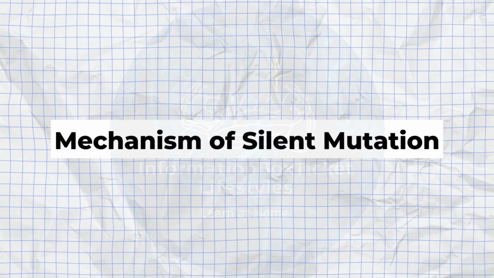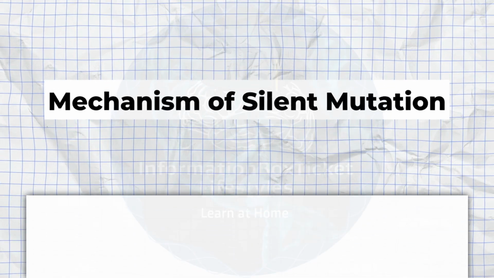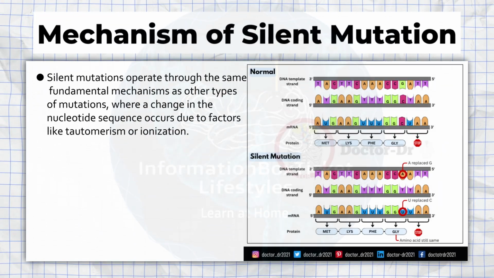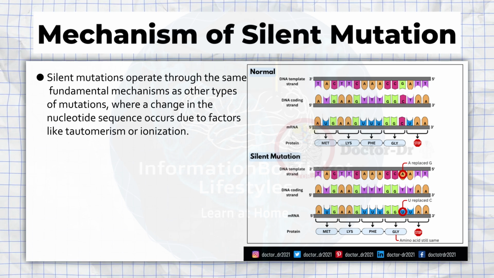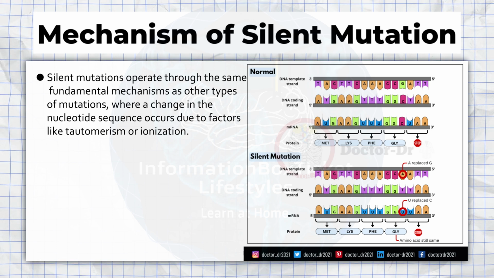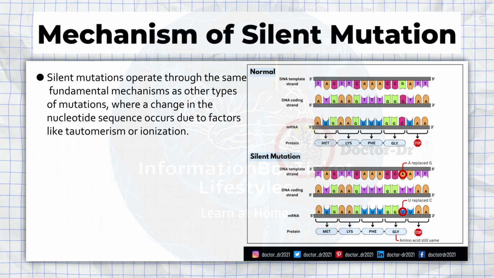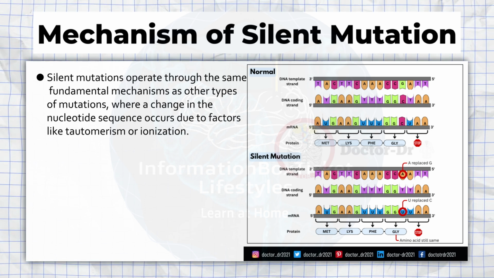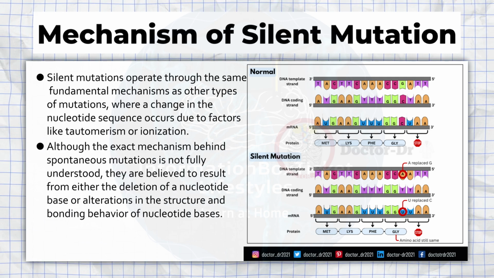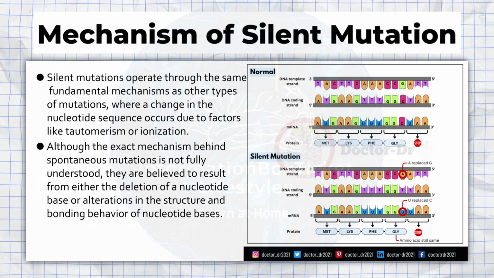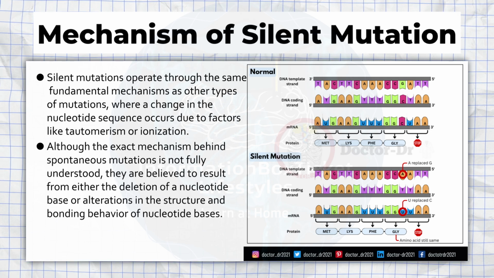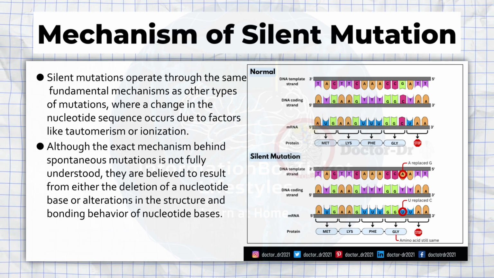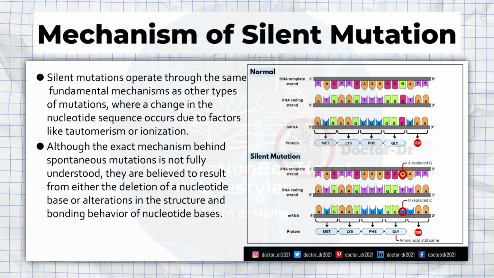Mechanism of silent mutation. Silent mutations operate through the same fundamental mechanisms as other types of mutations, where a change in the nucleotide sequence occurs due to factors like tautomerism or ionization. Although the exact mechanism behind spontaneous mutations is not fully understood, they are believed to result from either the deletion of a nucleotide base or alterations in the structure and bonding behavior of nucleotide bases.